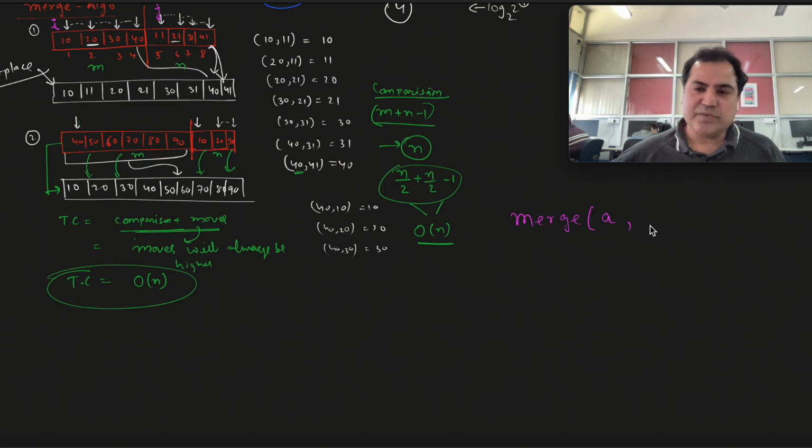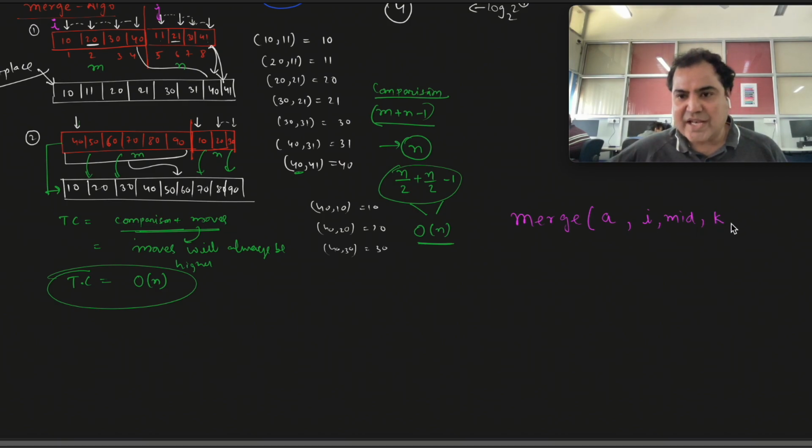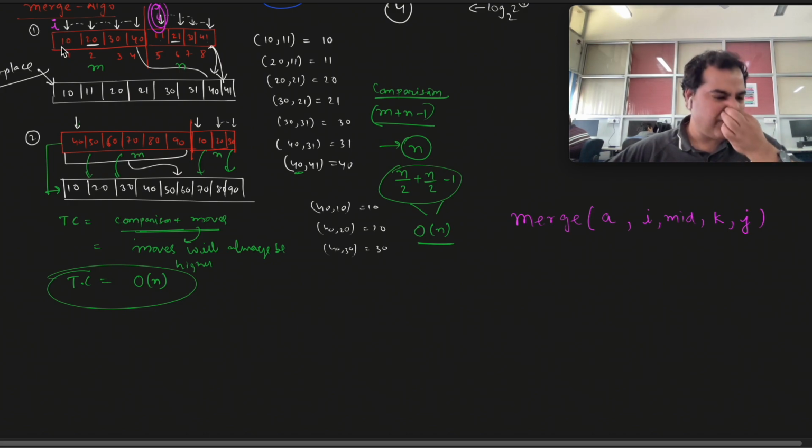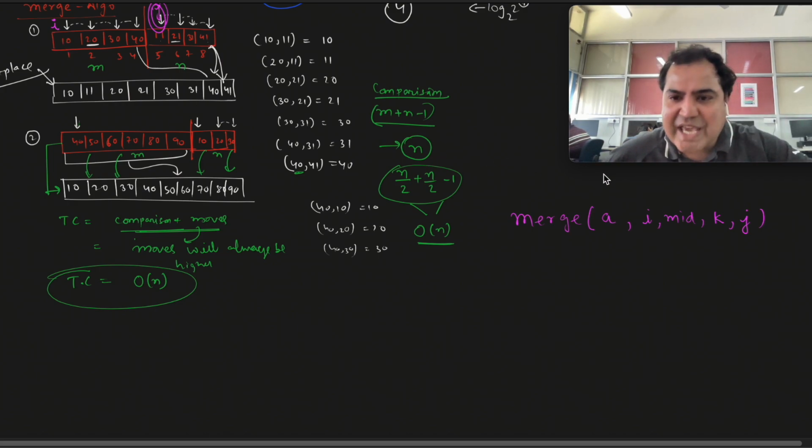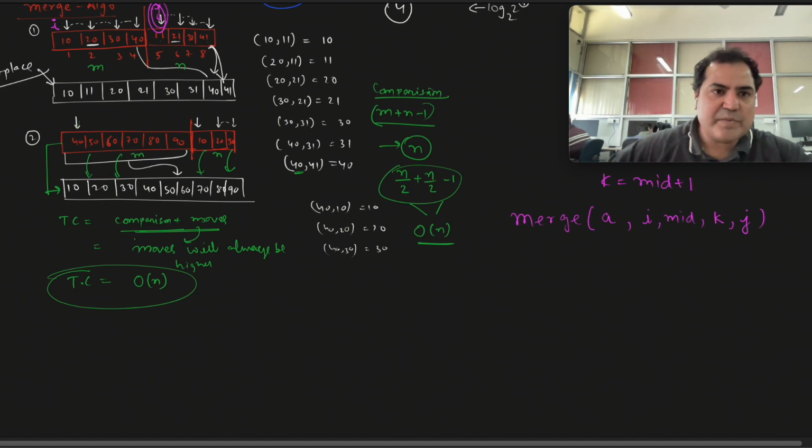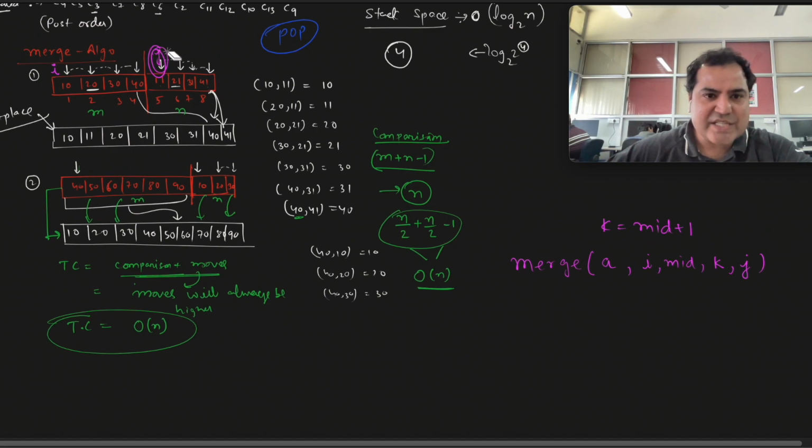Then I will take the starting of the array as i. The middle part of the array I will represent as mid. K is the last part, and j is this point, right? This point is j, right? Fine. So in fact I will write k is equal to mid plus 1. Okay. So now I am representing this thing as k, this is j, right? So mid plus 1 is k, right?